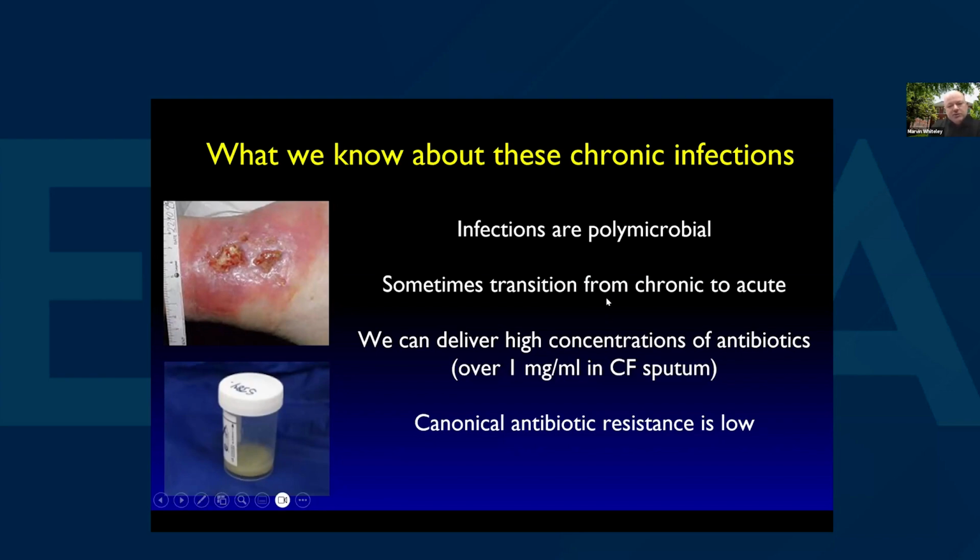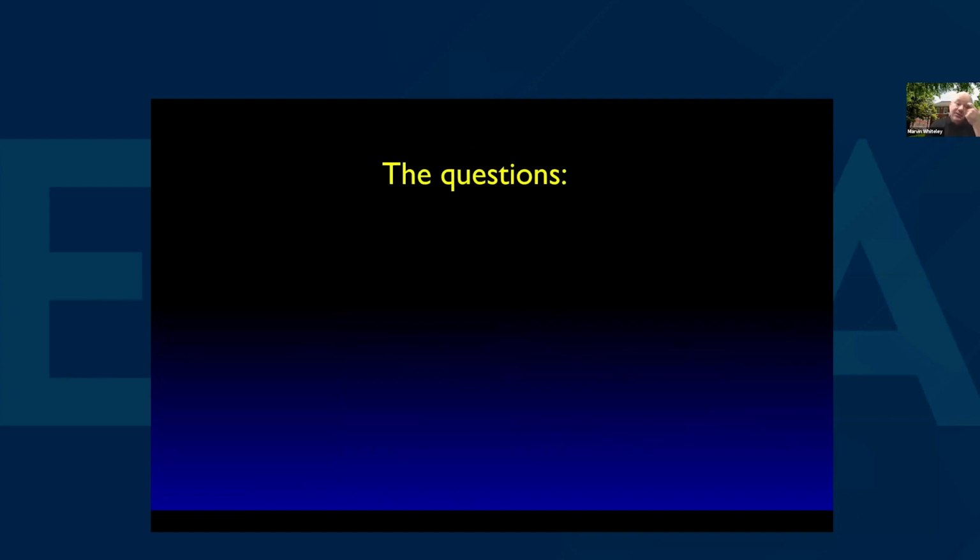So it's kind of interesting, right? You have these polymicrobial infections. You can get antibiotics in at levels where you almost never see resistance, but you don't acquire lots of resistance and you don't sterilize these infections. And so that's the question we've really been thinking a lot about: why are we not sterilizing these infections? You can use hypochlorous acid, right, in wounds. You can get really high levels of antibiotics, but you're not sterilizing these infections.